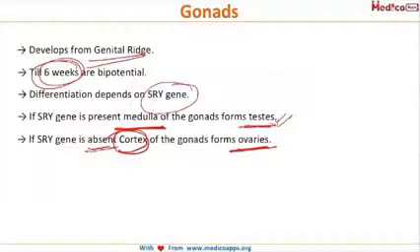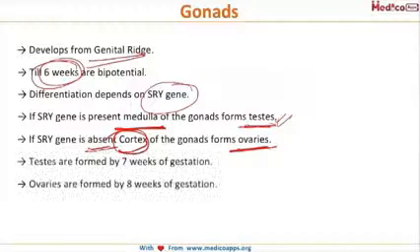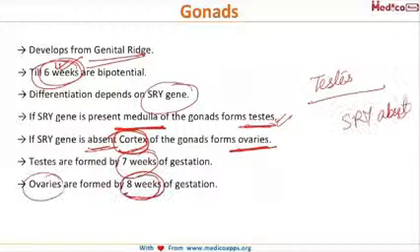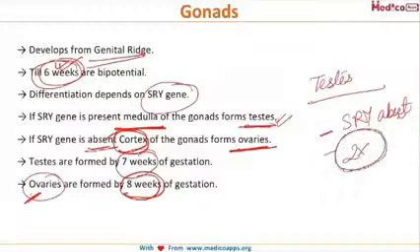Now, the other thing that you need to remember is till 6 weeks, they are bipotential. So if the SRY gene is present, then it will lead to the development of testis at 7 weeks of gestation. And if this SRY gene is absent, then in the next week, if the testes are not formed, these gonads will develop into ovaries at 8 weeks of gestation. Now here I would like to add one more thing, that for the formation of proper ovaries, the SRY gene should be absent, and along with this, the 2 X chromosomes should be present.